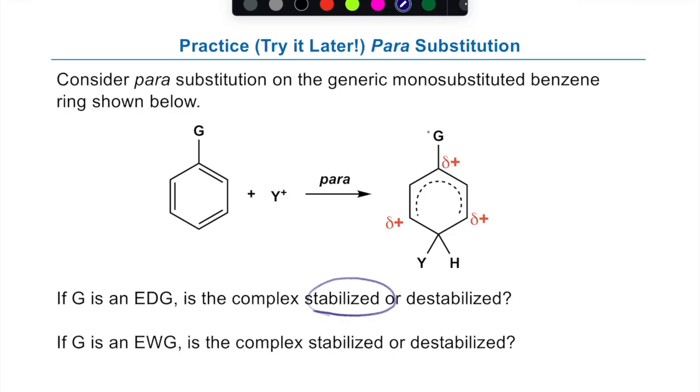And then if it's an electron withdrawing group, we're pulling electron density out of the system, and that would destabilize these positive charges even more. And so with the electron withdrawing group, this would be destabilized.